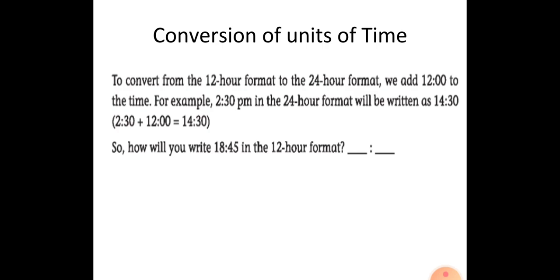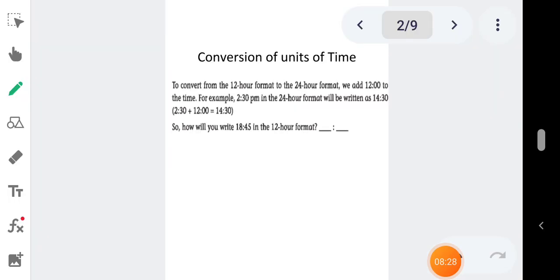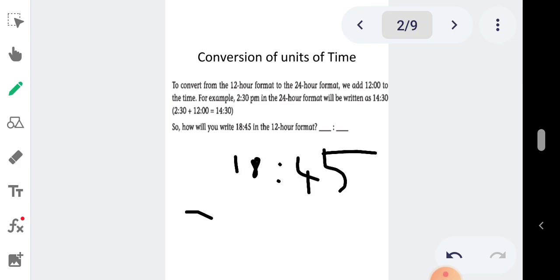So how will you write 18:45 in the 12-hour format? When we want to convert 12-hour format to 24-hour format, we add. Now, how will you convert 24-hour format to 12-hour format? So now, 18:45 subtracted with 12 o'clock.